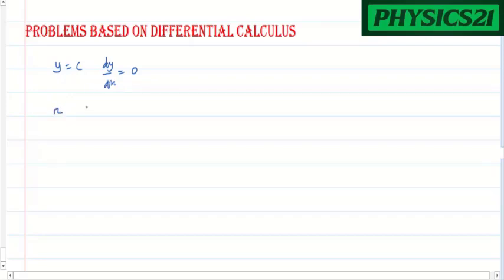Here pi is a constant. So in the next step we will write y is equal to pi. Now its derivative, dy divided by dx, will be 0 because it is a constant.